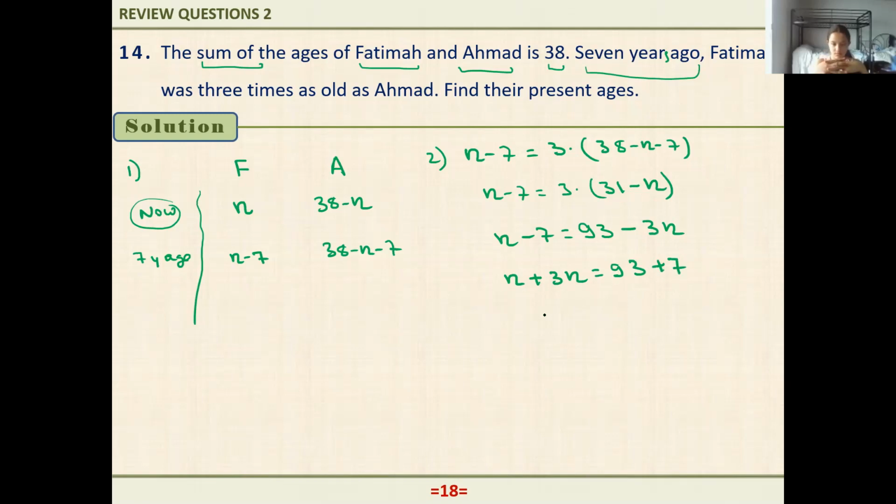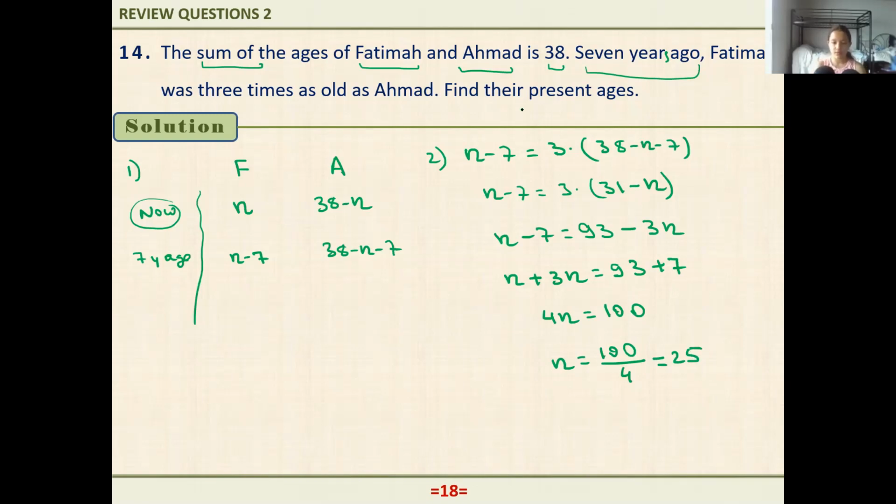So N plus 3N, that is 4N. 93 plus 7, that is 100. So what is N? It is multiplied here, 100 over 4, which is equal to? 25. Yeah, 25.